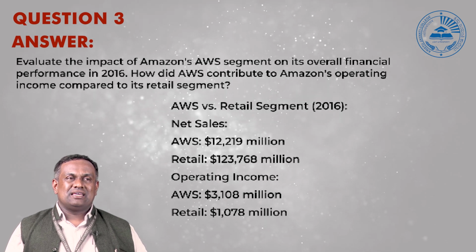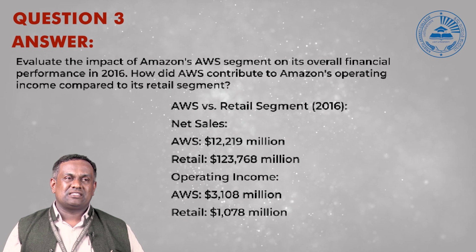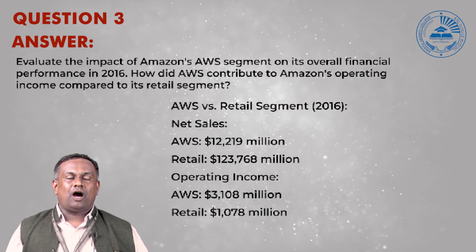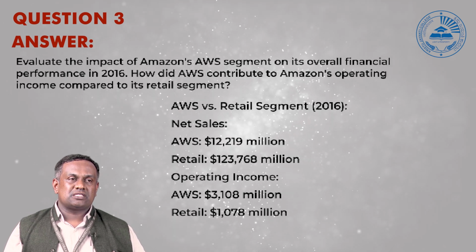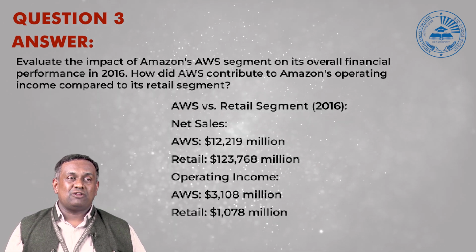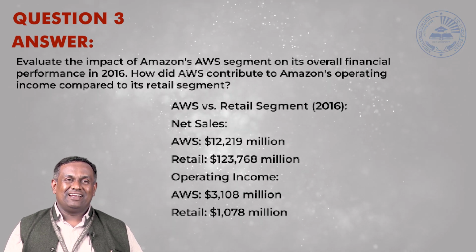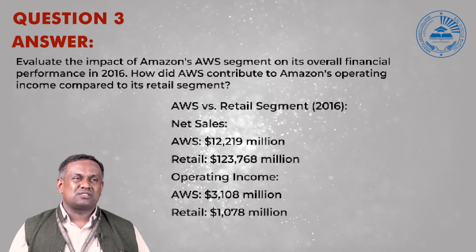So net sales are 12,000 in terms of Amazon Web Services, and retail is 123. Then operating income is 3008 for web services and retail is 1048. Can you see this operating income is totally different from the net sales? So what is the impact and evaluation? How are we going to evaluate this?